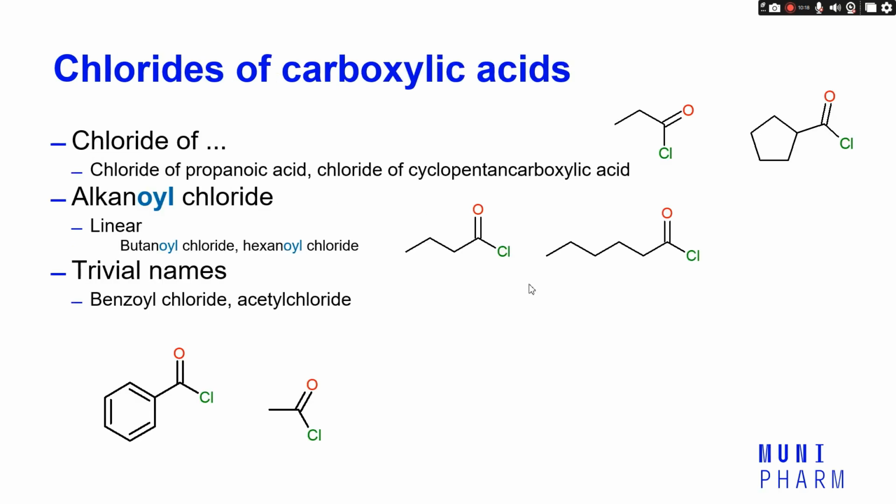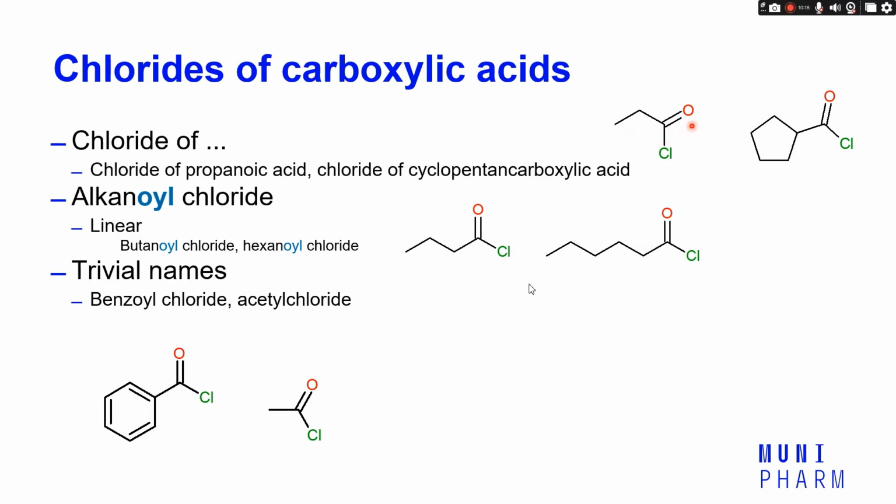And on this slide, we will continue with derivatives of carboxylic acids. The first derivative I want to mention here are chlorides of carboxylic acids. The typical functional group looks like this. And the simplest method of naming this kind of derivative is to use the name that it is chloride of some appropriate acid.